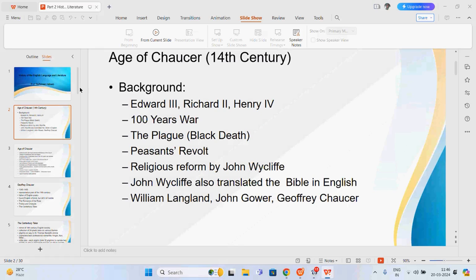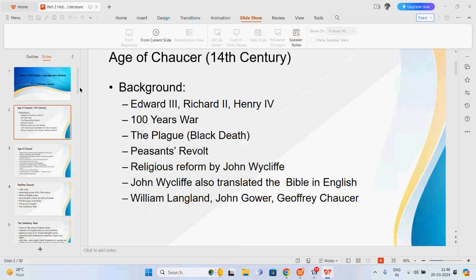On the return journey, these about 30 pilgrims will once again narrate 2 tales each. But that plan remained incomplete, and Canterbury Tales, which is written in fragments, now has 24 poetic tales available to us. So that is the background.